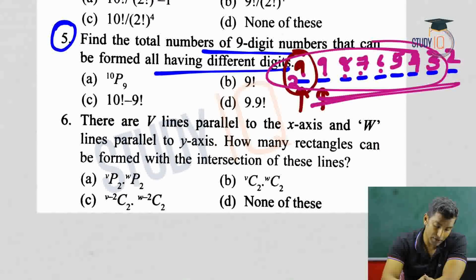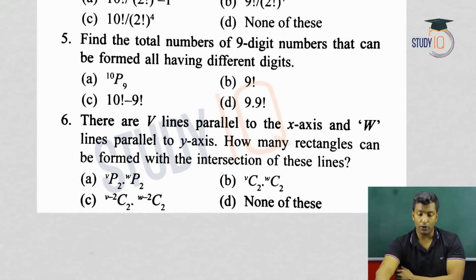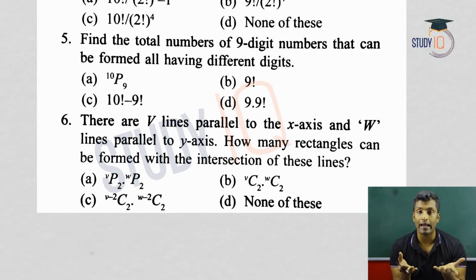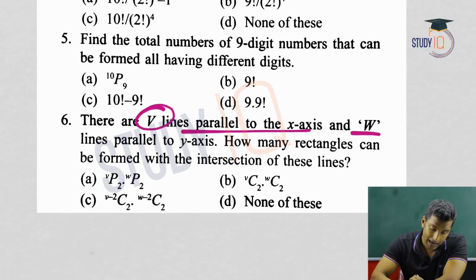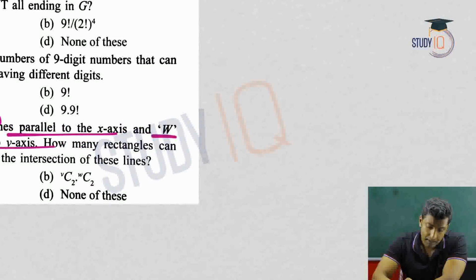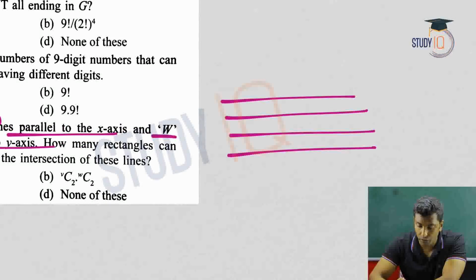The very same question we have discussed in the class. So instead of V lines and W lines, I gave you M lines and N lines, and you know the answer, right? So V lines are parallel to X axis and W lines parallel to Y axis. So this is like this. So 1, 2, 3, 4, 5, like this.